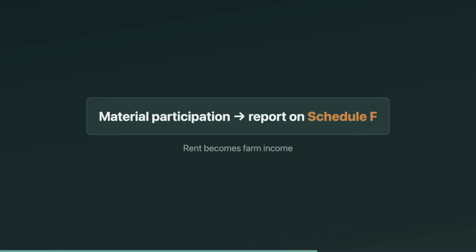Now the twist. Material participation can flip rent into farm income. If you materially participate in the farming activity on your land, the rent is treated as farm income and goes on Schedule F. Think hands-on involvement in operations, not just collecting checks. EA exam tip: when they describe daily care, management, or regular labor by the landowner, they're pushing you away from Schedule E or 4835 and towards Schedule F.